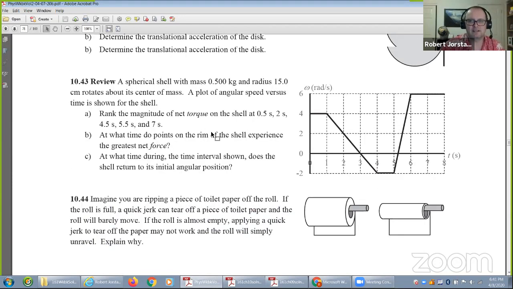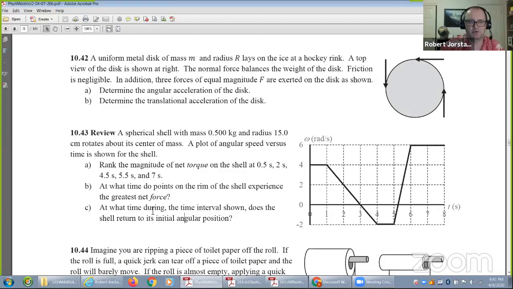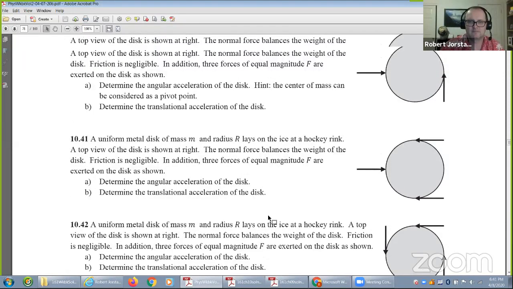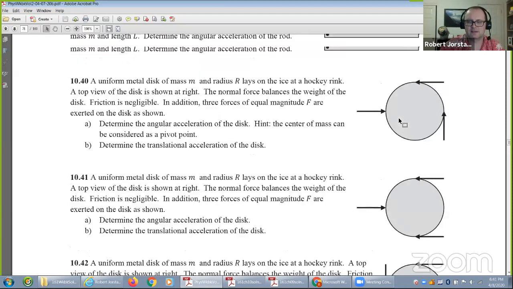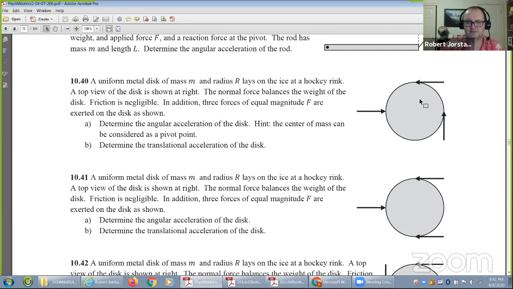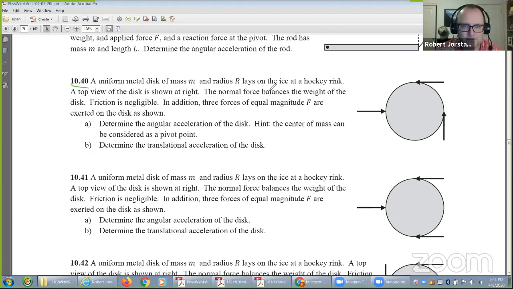You definitely should do problems 10.40 through 10.42. They're pretty quick. The fact here is if you have a disk in outer space, it's simple, like a hockey puck on an ice rink. So we're looking down. I'm reading 10.40. So we have a top view. This is basically a frictionless situation.